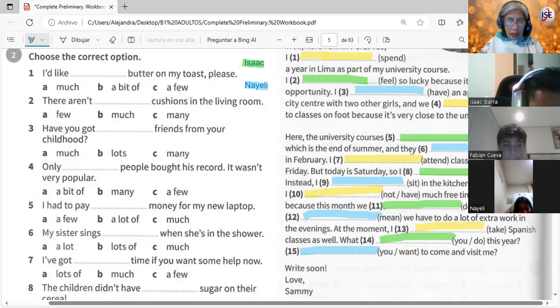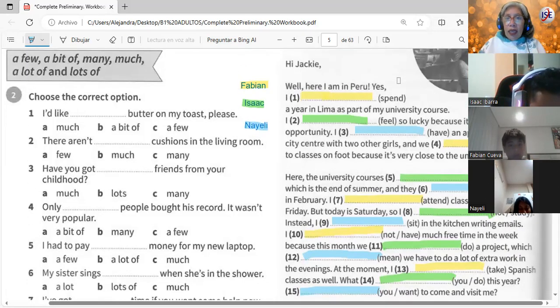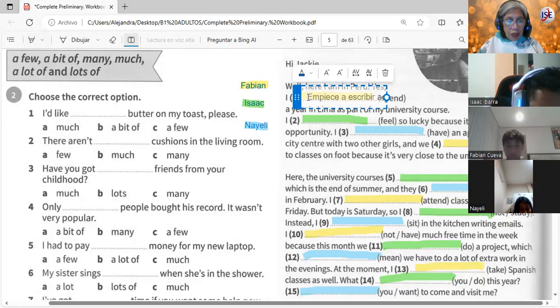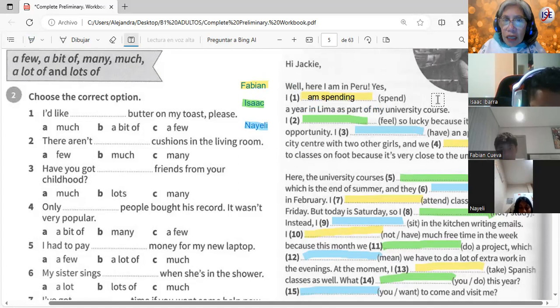So, number one. I am spending. Yes. Well, here I am in Peru. Yes, I am spending a year in Lima as part of my university course because it is a process. I'm spending a year in Peru as part of my university courses.